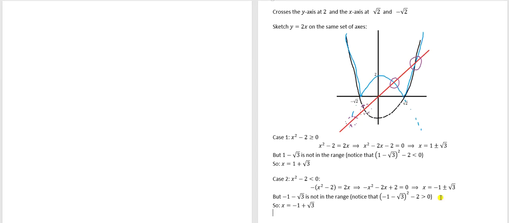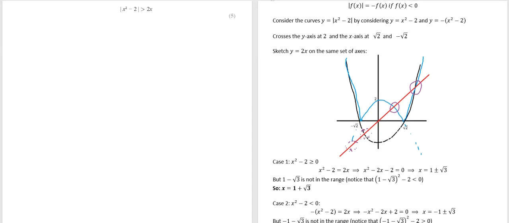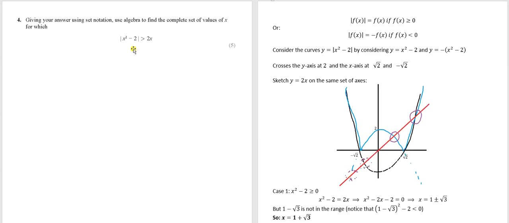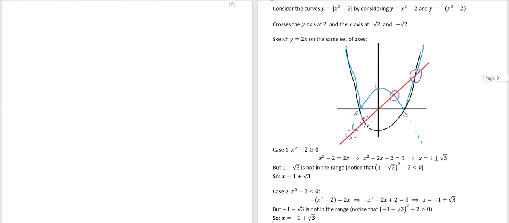Now, so far, all we found are the critical values, but that's the hardest job done. We've worked out where the two cross, and because we've still got a graph, it should be pretty easy to infer the final parts. We just need to know when the modulus function, the curve, is above the straight line y equals 2x. And that happens at a couple of regions.